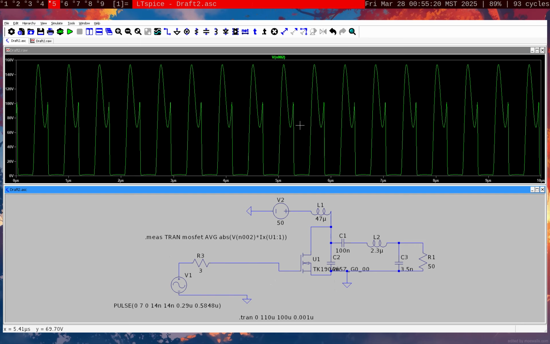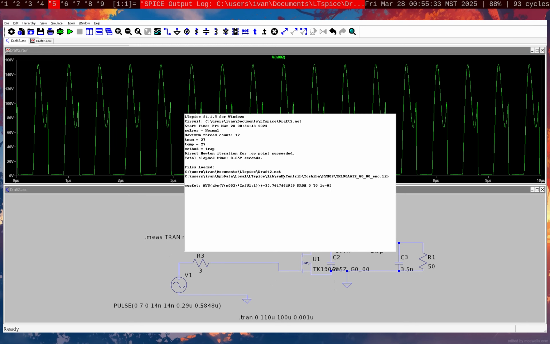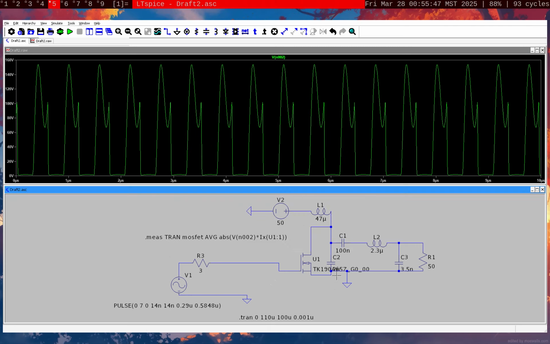Maybe I don't know. But I'm still gonna build the same circuit with the BJT in real life and see what happens. So anyways, we can take a look at the power. It's actually 35 watts. And yeah, this is correct, because with the 50 volt power supply, this is pretty much what I'm getting, 35 watts of power being dissipated in this transistor.